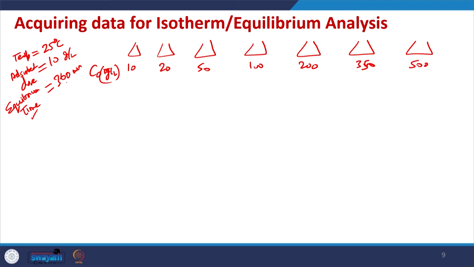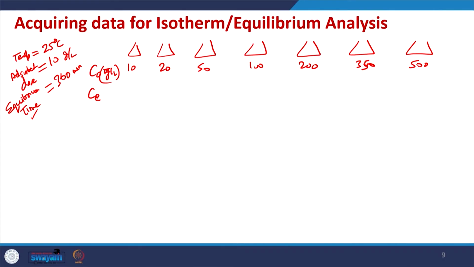So, after this time, each of the beakers will be kept for this much time in the incubator shaker at 25 degree centigrade, and after that the adsorbent will be separated out, and from the supernatant we will try to measure the residual concentration. This is the residual concentration at equilibrium, because we have given enough time for equilibrium to attain, and we will try to find out each of the equilibrium data.